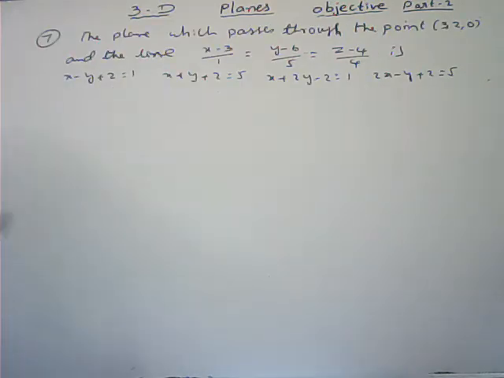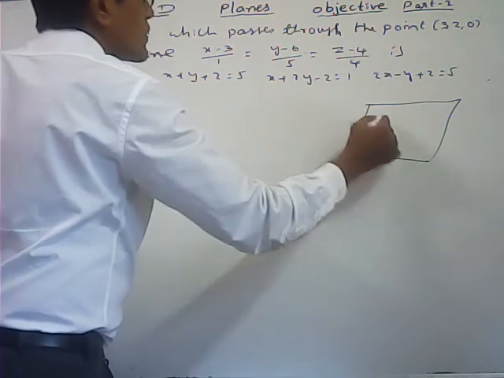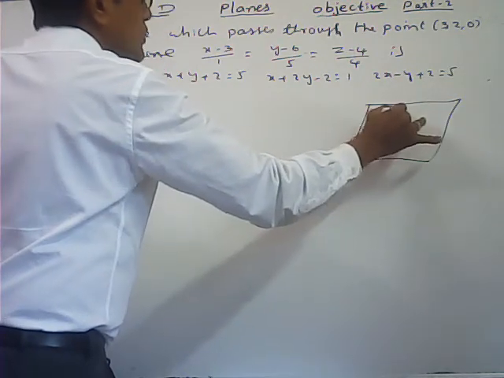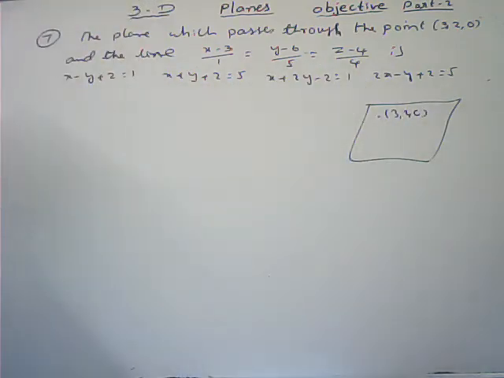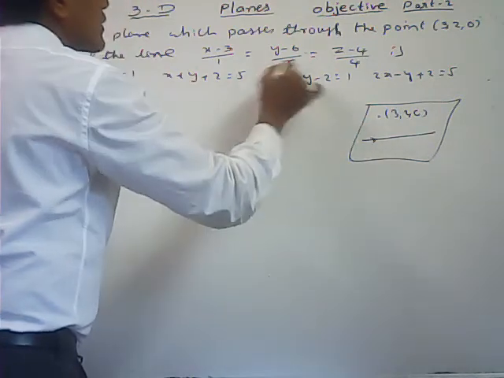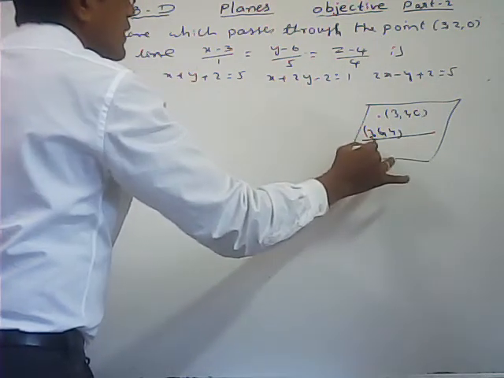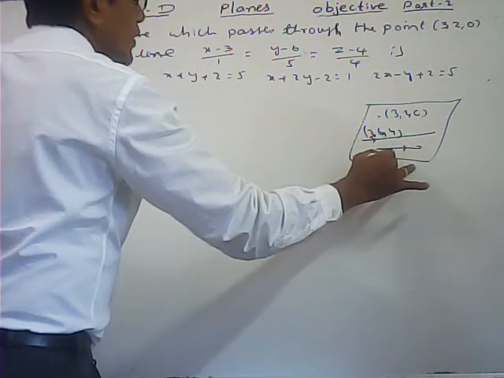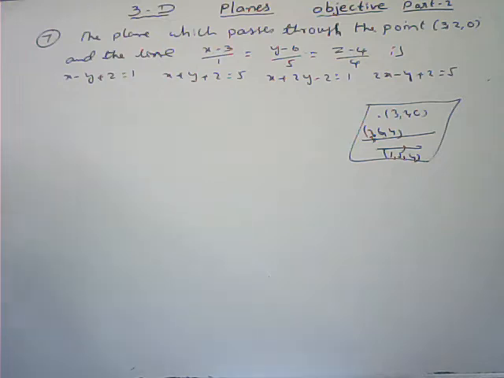Next one. The plane which passes through the point 3, 2, 0 and contains the line also. This is the line passing through the point 3, 6, 4 and parallel to 1, 5, 4. Parallel to the vector 1, 5, 4.